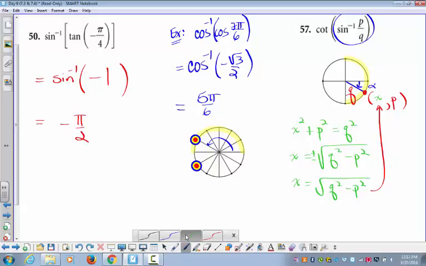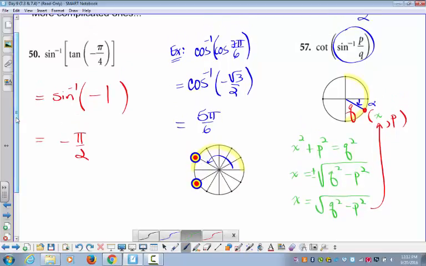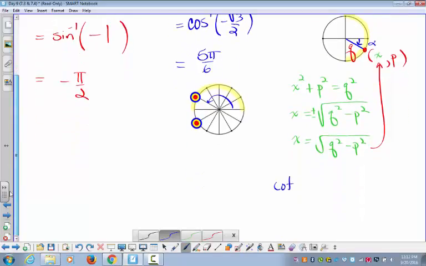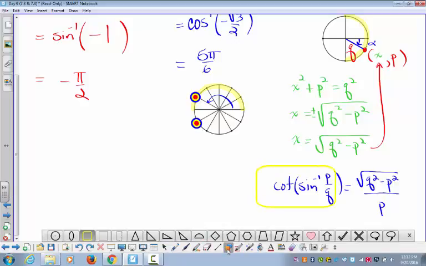Cotangent of this angle, by definition, cotangent is x over y. So now we can answer it. So it's x over y. So cotangent of inverse sine of p over q is x over y. So it's the square root of q squared minus p squared, all divided by p. That is how we would do it symbolically if we don't have angles that we can work with.